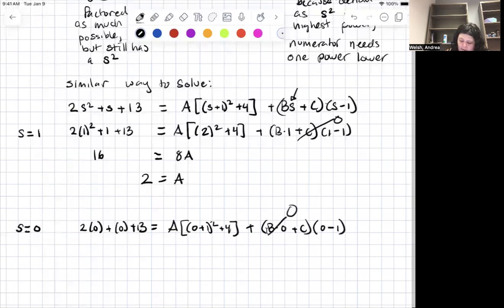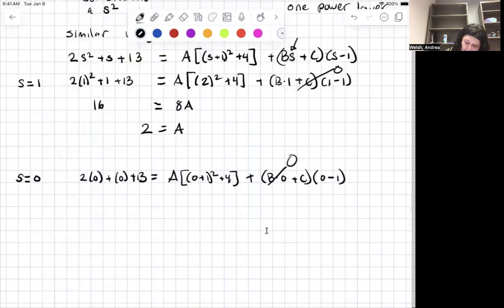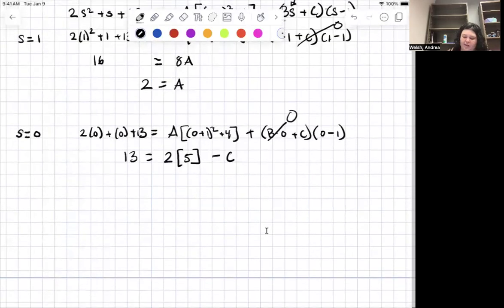Okay, so my B is gone. I'm going to plug in, well, this is 13. I'm going to plug in what A equals. A equals 2. Then I get 1 squared is 1 plus 4 is 5. Great. And then what we are left with is minus C. Okay, so we have 10. I can subtract 10 from both sides. And I get C is minus 3. So we have 2 so far.